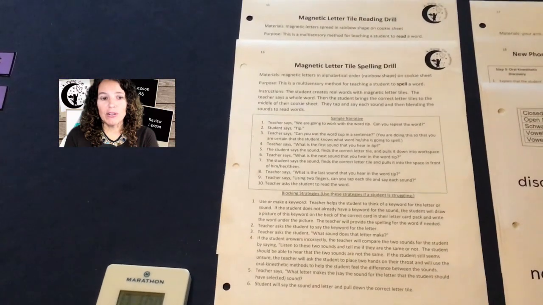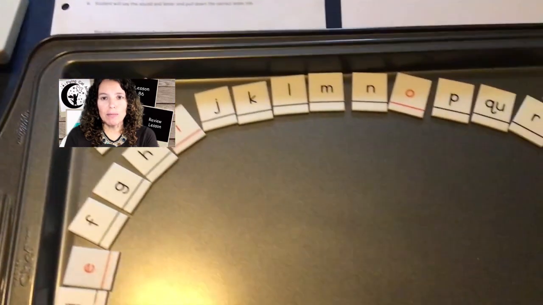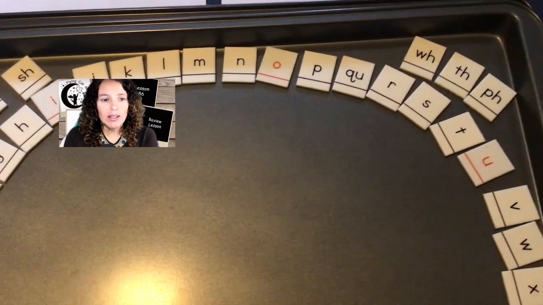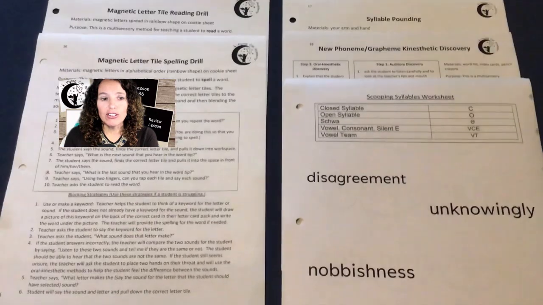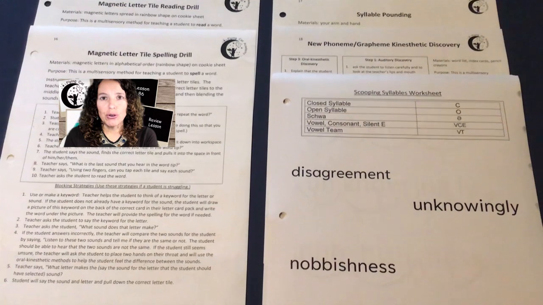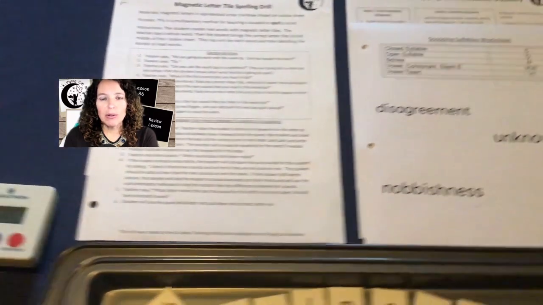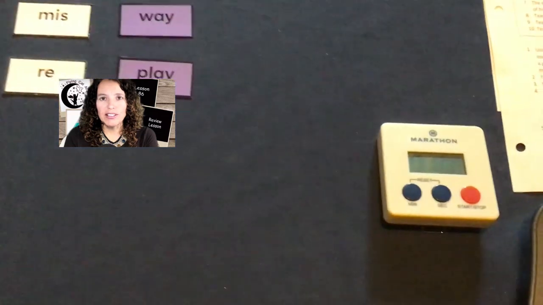The magnetic letter tile drills for reading and spelling require the students, the teacher instruction sheet, and the cookie sheet with the letters spread in a rainbow shape for the student. You'll need the syllable pounding instruction sheet, the new phoneme grapheme kinesthetic discovery sheet, and the sheets for the lesson. You also will have a timer on the table because at this point you've probably introduced the fluency element.